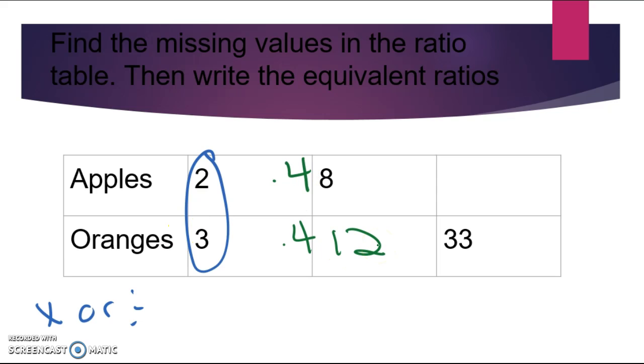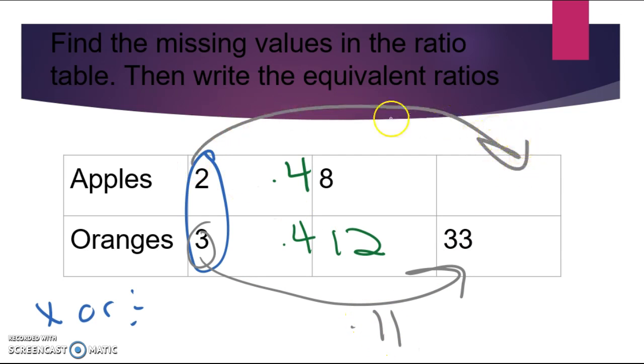Now I need to figure out how to get from 12 to 33. That's a bit tough, because I don't know right off the bat how I get from 12 to 33. So what I'm going to do is start back where I started. So I'm going to look at this 3. What can I multiply or divide to get 33? The only answer is 11. So I multiply by 11 here, which means over here, I'm also going to have to multiply by 11. 2 times my 11 is going to give me 22. So if I were to fill in this box, I would have 2, 8, 22, and 3, 12, and 33.